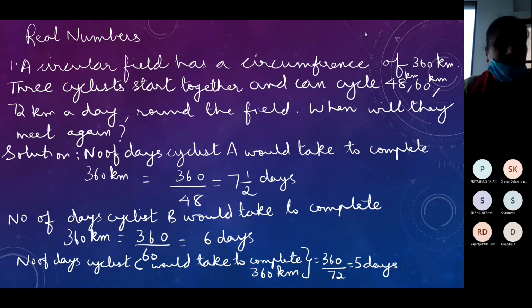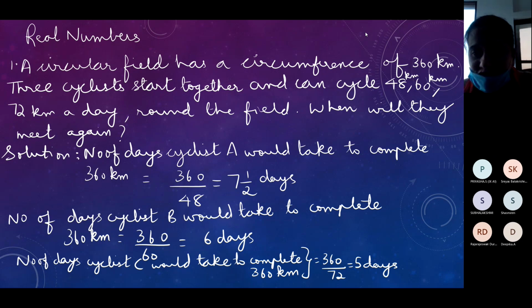So we'll have a look at the question again. A circular field has a circumference of 360 kilometers. 3 cyclists start together and can cycle 48 kilometers in one day, 60 kilometers in one day, 72 kilometers in one day around the field. When will they meet again? At the starting point, obviously. When will they meet again at the point where they started?